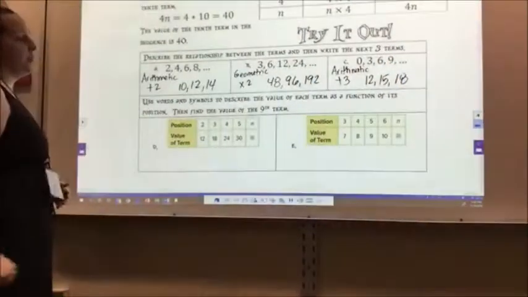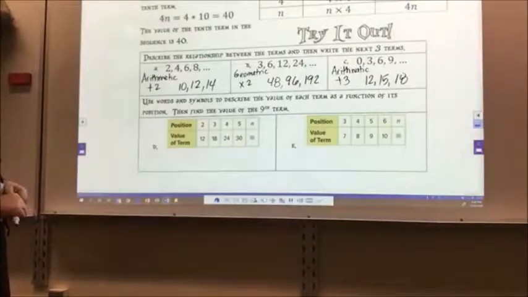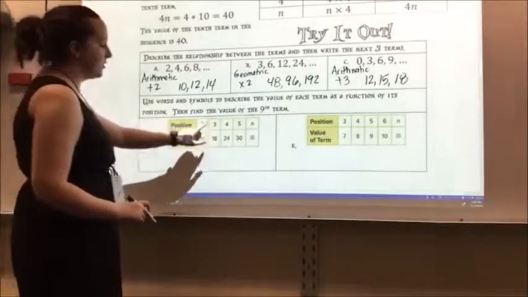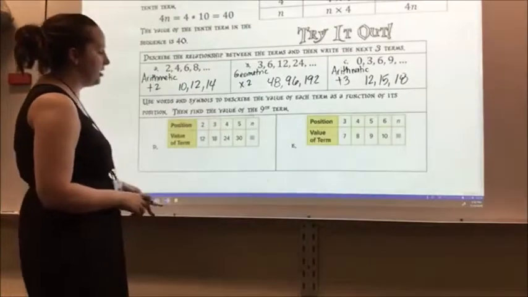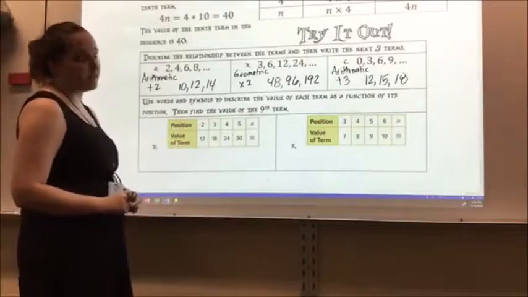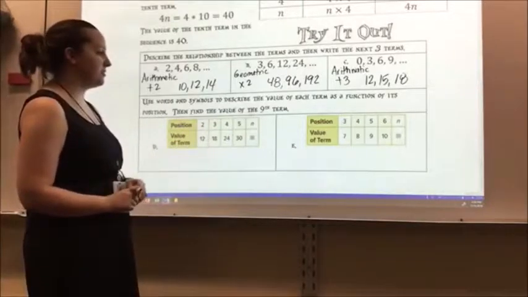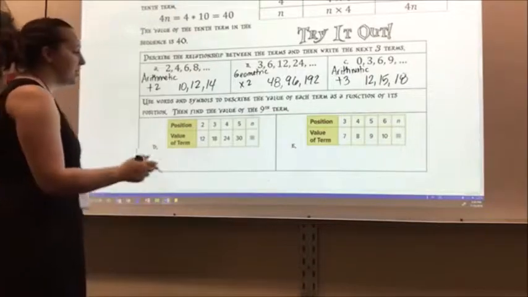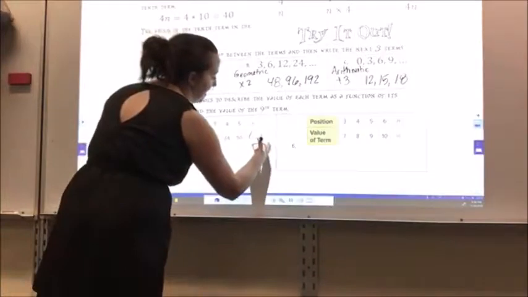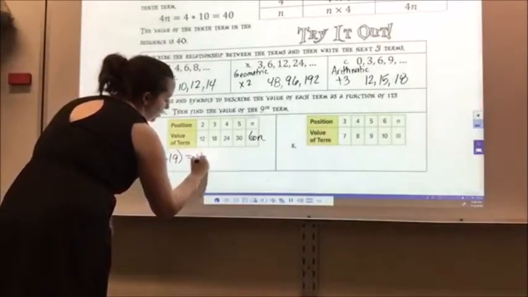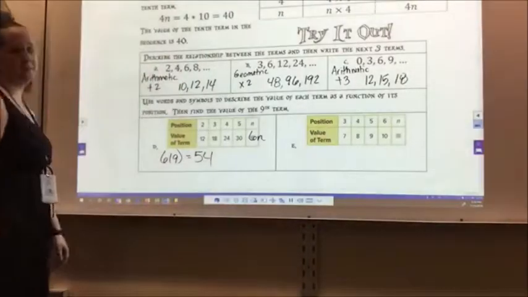For my last 2 problems, I want to use words and symbols to describe the value of each term as a function of its position, then find the value of the 9th term. So, looking at 2 to 12, 3 to 18, 4 to 24, and 5 to 30. I can see that 2 times what gives me 12? Well, 2 times 6 gives me 12. 3 times 6 gives me 18, 4 times 6 gives me 24, and 5 times 6 gives me 30. So this means that it's 6n is my rule. So then I can do 6 times 9, which equals 54. So my 9th term is 54.